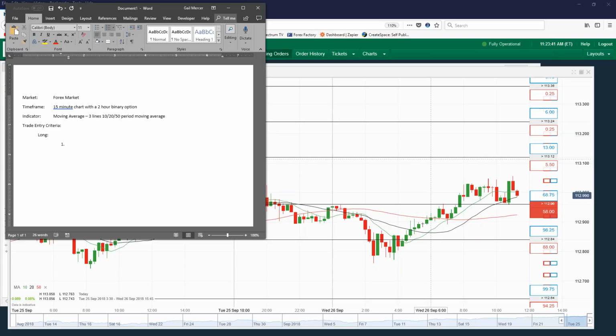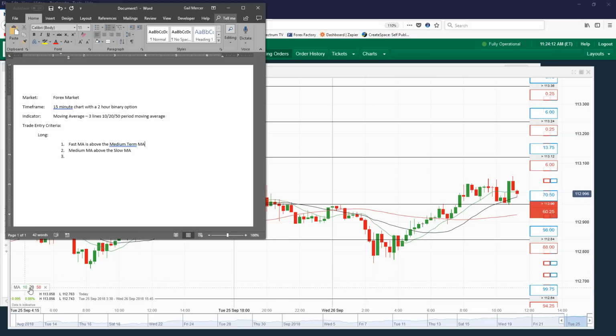Let's see. What would you think that you would want to see? First thing I would want to see personally is the fast moving average is above the medium term moving average. And I would also want the medium moving average above the slow moving average. Okay. What does that mean in plain English?